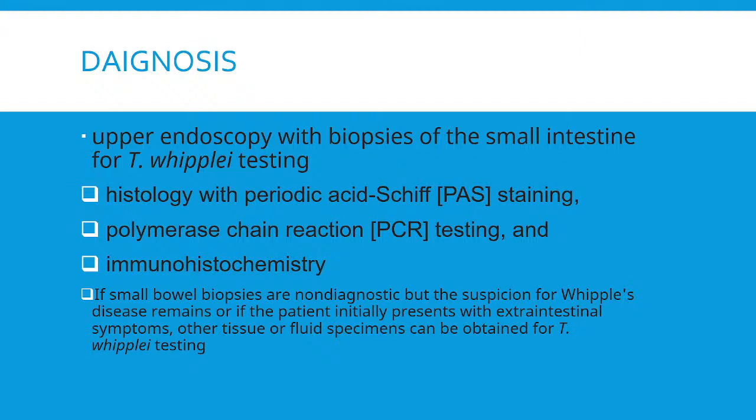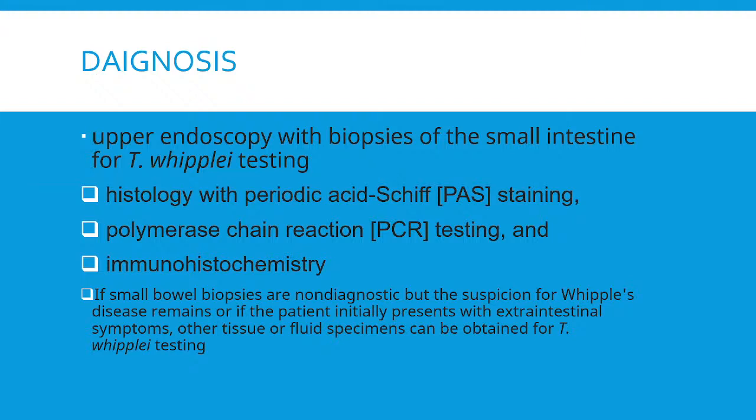Diagnosis: upper GI endoscopy with biopsies of the small intestine for Tropheryma whipplei testing, with histology and PAS staining. Then we have PCR testing and immunohistochemistry. Now, these three diagnostic tests are available for the diagnosis of Whipple's disease. However, the gold standard is biopsy with PAS positive staining.